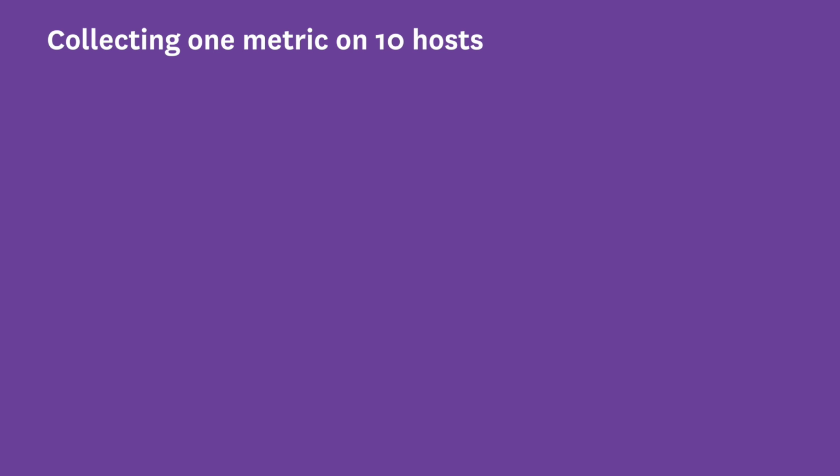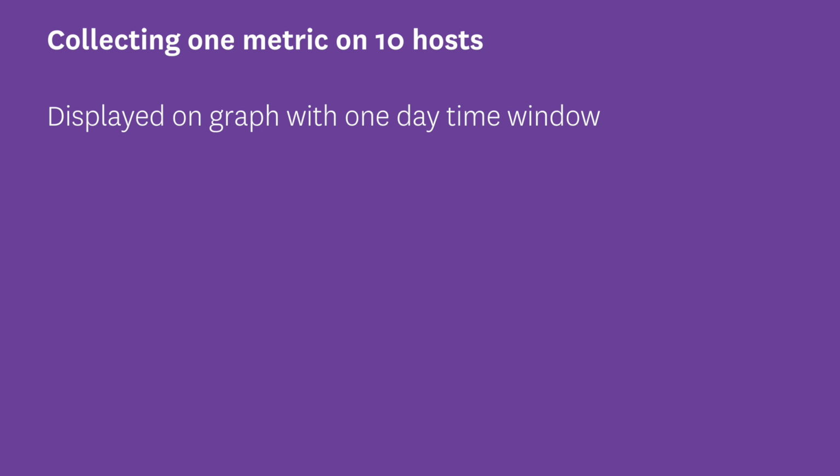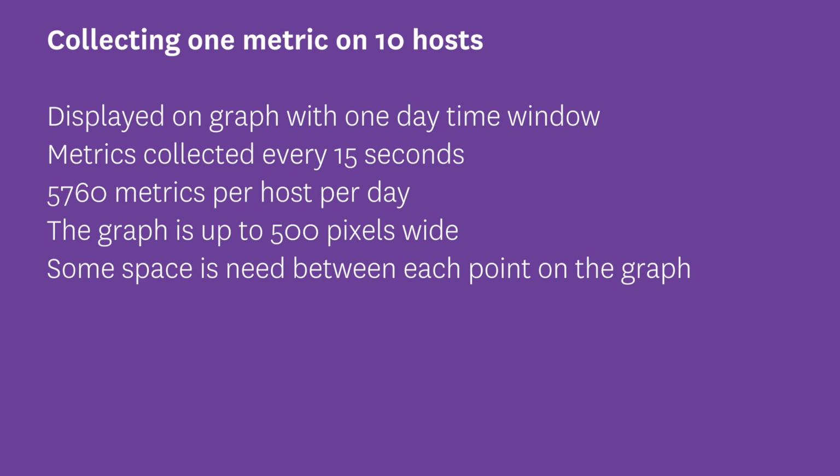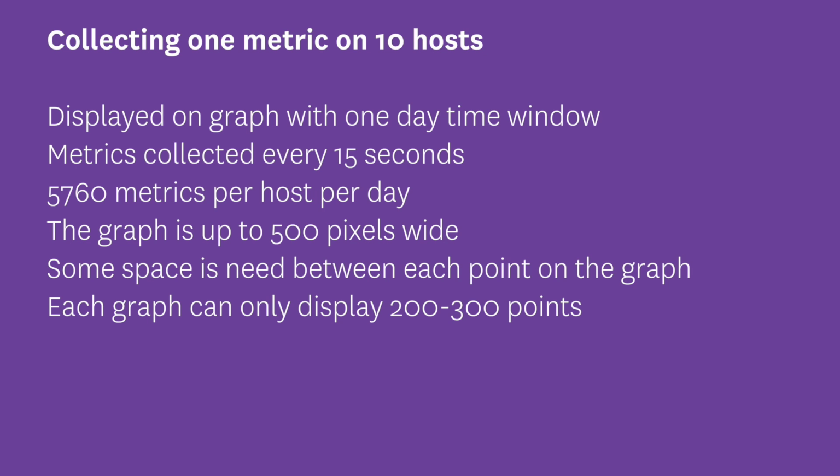Let's say we're collecting a particular metric on 10 different hosts, and we're displaying that on a graph with a one-day time window. Assuming metrics are collected every 15 seconds, that's about 5,760 metric values per host that need to be shown in that same one-day window. Assuming the graph is 500 pixels wide, and that we need some space between each point so that we can distinguish them, we can only show a maximum of 200 to 300 points from left to right.